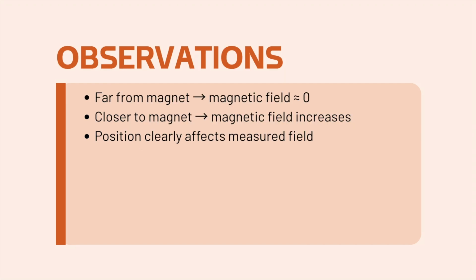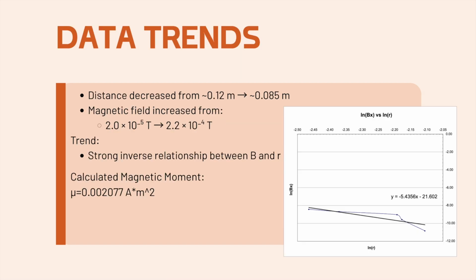When far away, the magnetic field approaches zero. As we move closer, the magnetic field increases. These are some of the observations we saw. From our data, we observed that as distance decreased from about 0.12 meters to 0.085 meters, the magnetic field increased from about 2 times 10 to the power of -5 T to 2.2 times 10 to the power of -4 T.